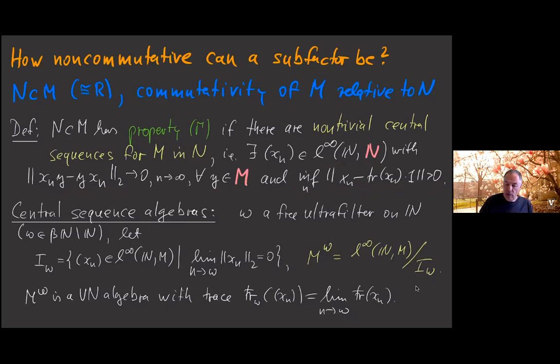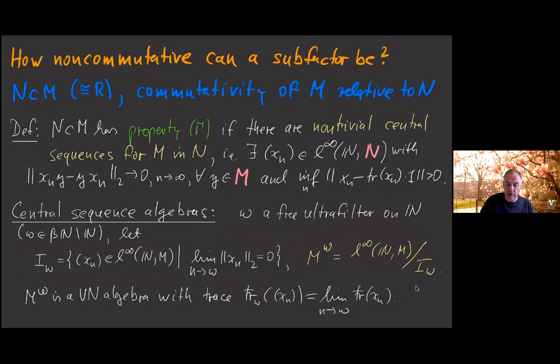So what you do is you look at the C-star algebra of infinite sequences with values in a II_1 factor M, and then you mod out by a certain two-sided ideal, which is a norm-closed two-sided ideal, which is obtained using a free ultrafilter on N. Now, those of you who don't know what a free ultrafilter is, you can simply think about it as a point in the Stone-Čech compactification of the natural numbers minus the natural numbers.